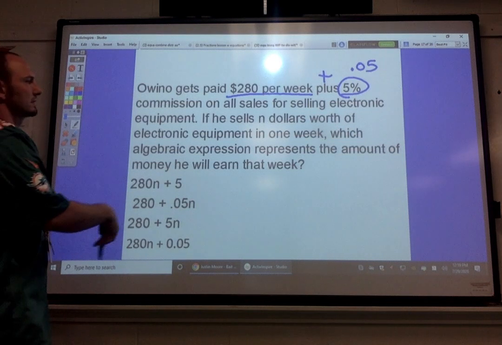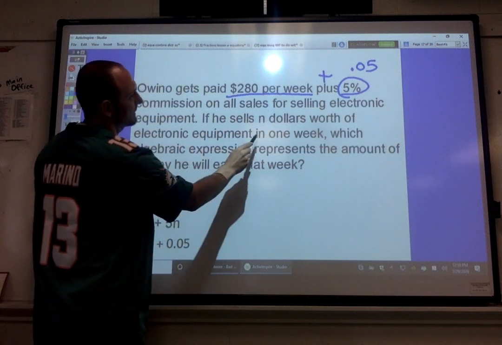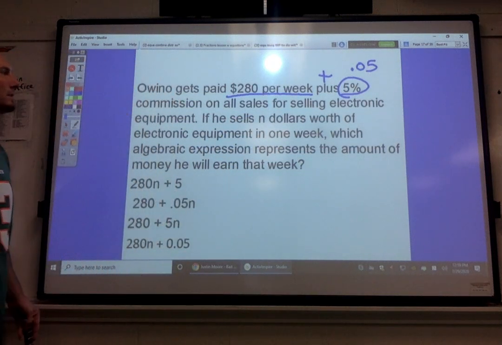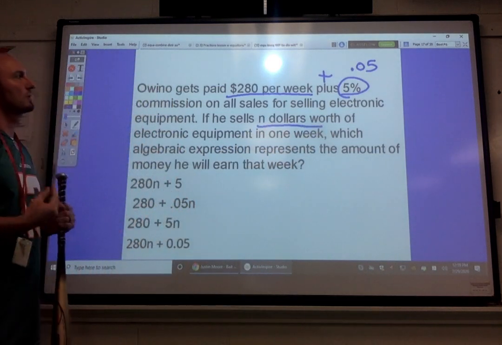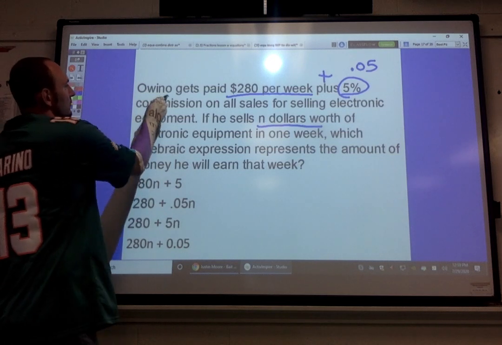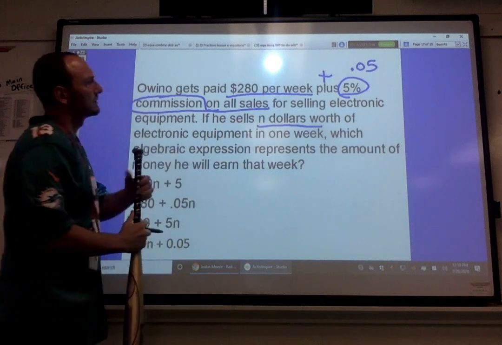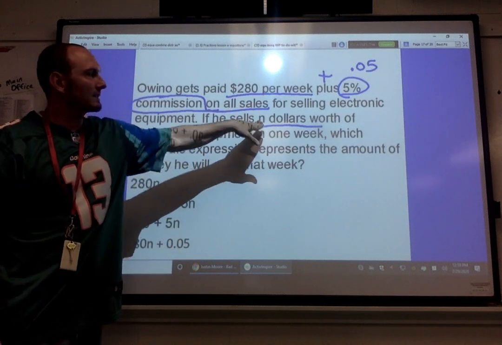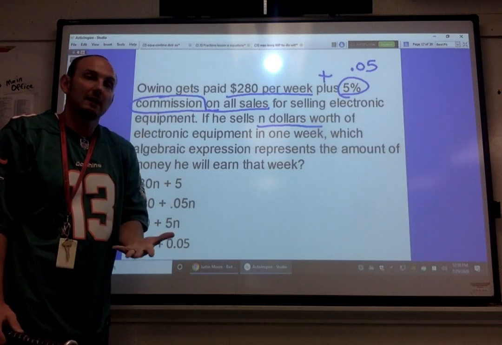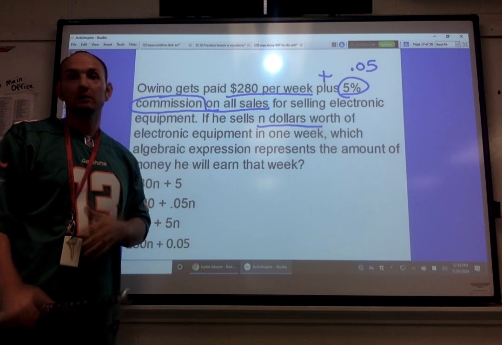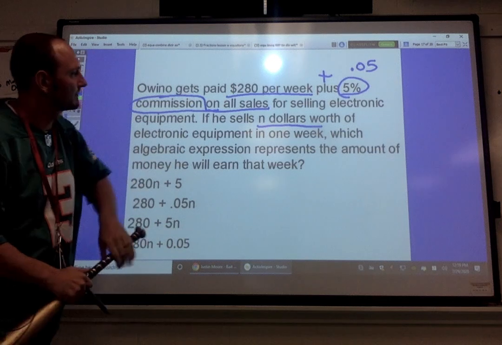and again it says here somewhere about the worth of electronic equipment in 1 week. So 1 week. And N is the number of dollars worth of stuff he sells. So commission is the word you may or may not know. Commission on sales. So however much you sell, you get a certain amount of it. Like a house, somebody sells a house, sells a car, they get commission. So the more I sell, I get a little bit of what I sold. That's what the 5% is.